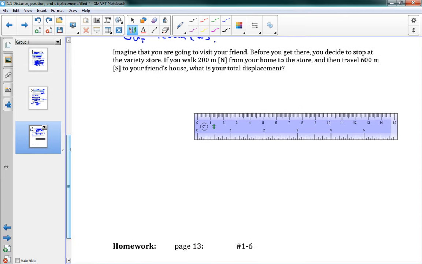Okay, we'll try doing that again. It says, imagine that you are going to visit your friend. Before you get there, you decide to stop at the variety store. If you walk 200 meters north from your home to the store, and then travel 600 meters south to your friend's house, what's your total displacement?